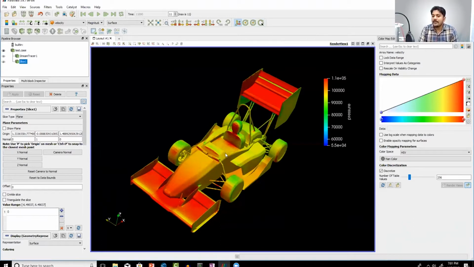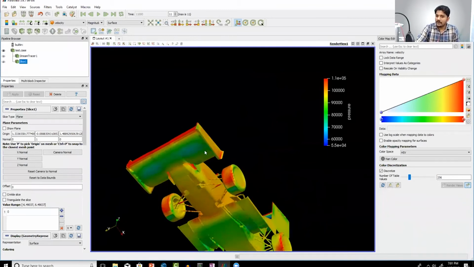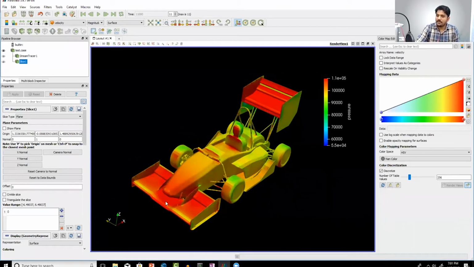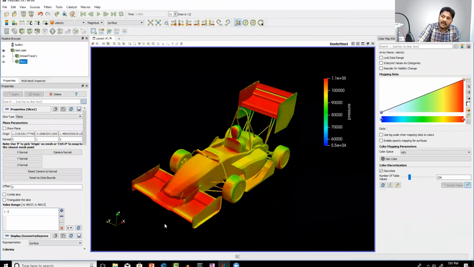So can anyone tell me what are some of the quantities that look correct in this particular simulation? Nose cone, high pressure, exactly. More importantly, the thing that we are looking for is, look at your wings, right? You have low pressure on the lower end and higher pressure on the top. So what does this mean? How can I calculate the downforce? Well, I have pressure. If I integrate the pressure on this area, I can get the force, right? And I can compute the downforce.